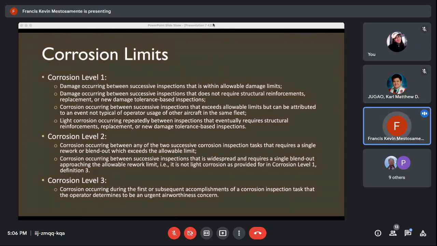Next is corrosion limits. So we categorize it in level 1, level 2, and level 3. Very easy to understand lang naman. Pag level 1, it's within the allowable limits. Level 2, it's outside or exceeds the allowable limit. However, hindi siya urgent concern. Pag level 3, it exceeds the allowable limit and is categorized as an urgent airworthiness concern. So level 1 within the limit, level 2 outside the limit, level 3 outside the limit and an urgent airworthiness concern.